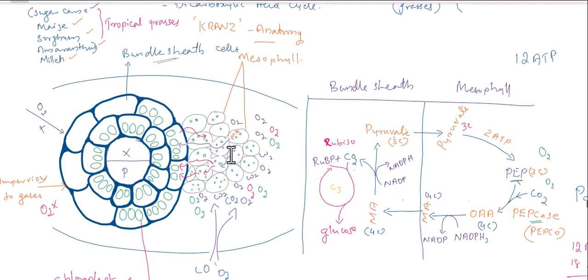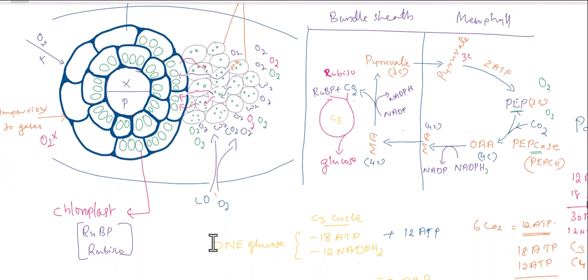mesophyll cells. Okay, so the oxygen and carbon dioxide from the atmosphere, everything, can directly enter into the mesophyll cells and diffuse anywhere else. Okay, oxygen can enter into these mesophyll cells. Now there is no restriction.